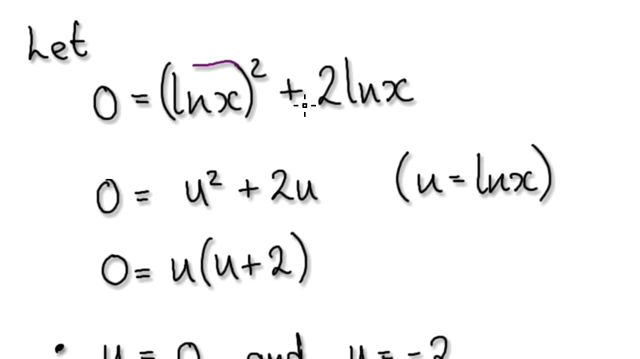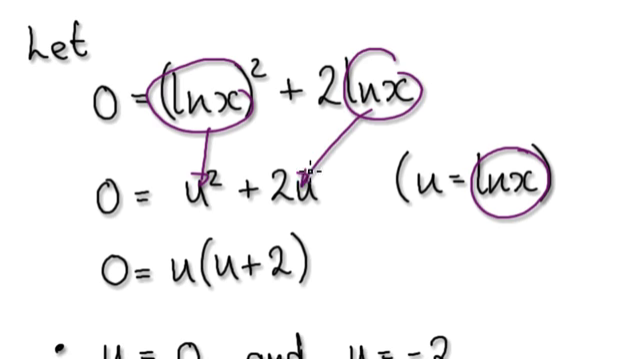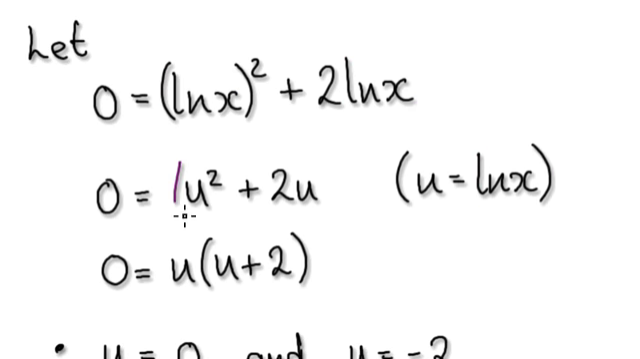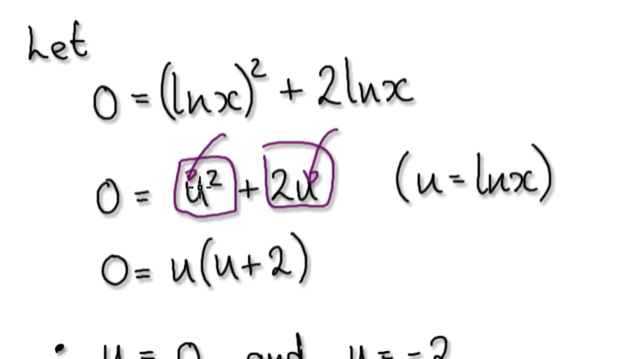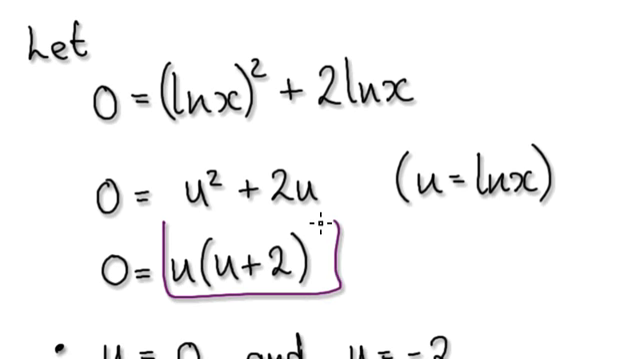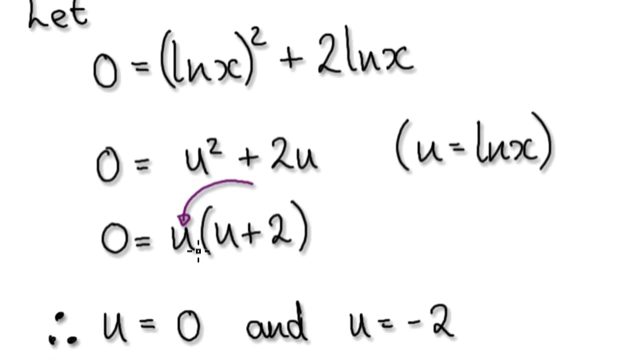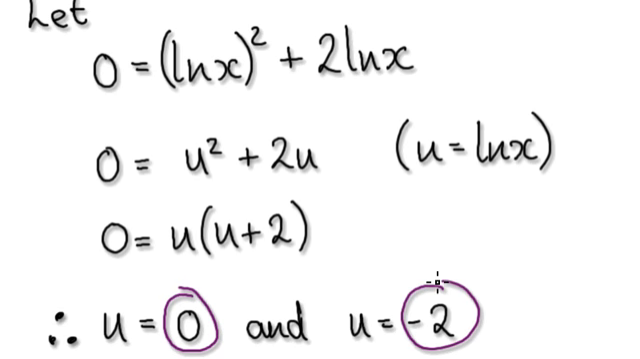So let u equal this thing here. This thing becomes this, and this becomes this. Looking at this, you've got this plus this. U is in common here, so factorize it. It will then give you this. So when will this be zero? It will be zero when u equals 0 and when u equals -2.